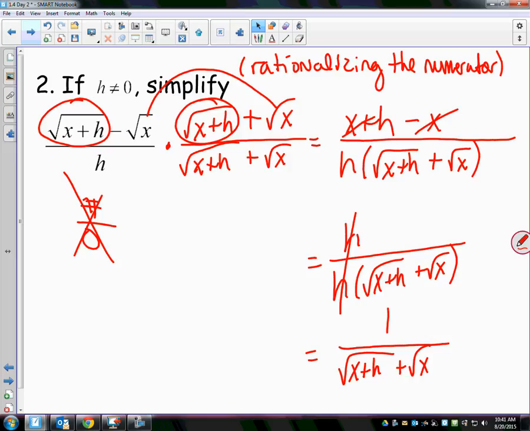All right, so if you see stuff with h on your homework today, kind of the goal is to get to the point so that you could cross the h out if you were wondering what it was if you plugged in 0 for h. But this is it. That's your answer.